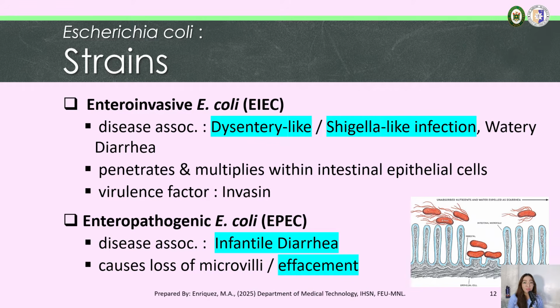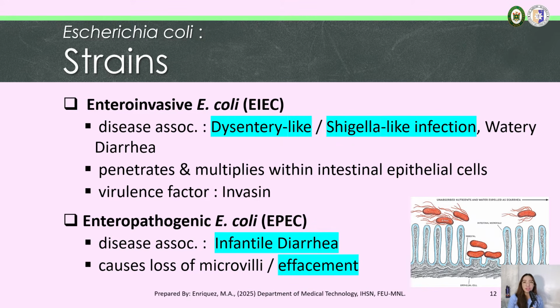Next is the EPEC strain or enteropathogenic strain, which is the causative agent of infantile diarrhea. That doesn't mean that it exclusively causes diarrhea among infants. It just means that most cases involve infants or children under 2 years old and below.